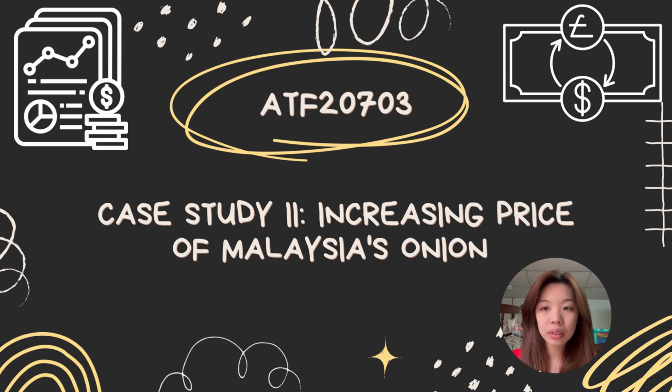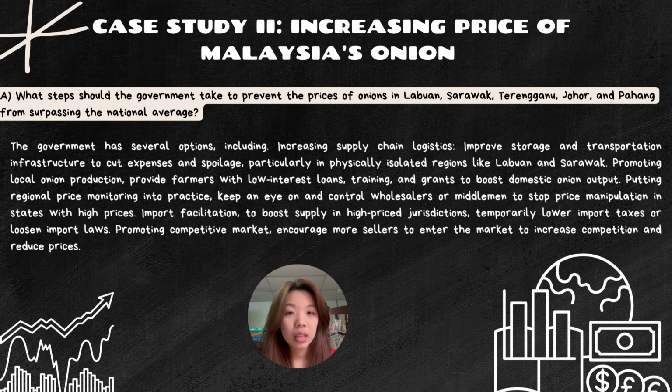Our case study 2 is the increasing price of Malaysian onion. The first question is, what steps should the government take to prevent the price of onion in Labuan, Sarawak, Terengganu, Johor and Pahang from surpassing the national average?